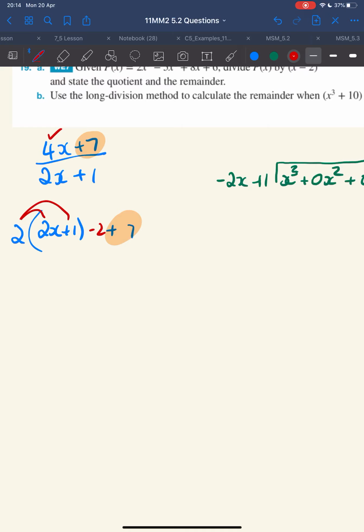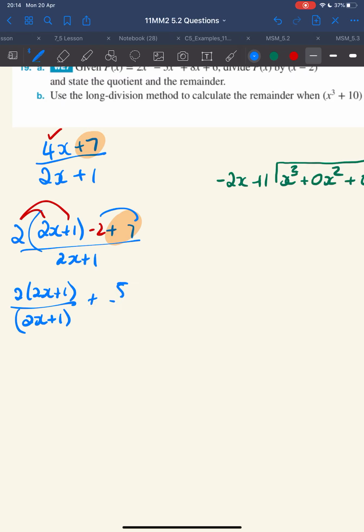Alright, now I'm going to divide all of this by 2x plus 1. I'm going to split it up. I'm going to say this is 2 times 2x plus 1 divided by 2x plus 1. And then minus 2 take away 5 is plus 5. So there's going to be 5 over 2x plus 1. This cancels, so my answer is 2 plus 5 over 2x plus 1.